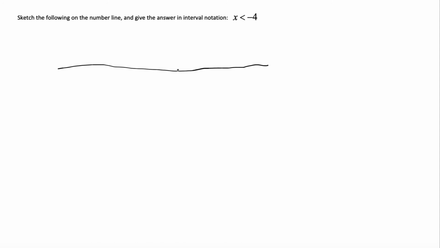and then determine which direction we're going to go. Also, we need to determine if it's going to be an open circle or a closed circle, right? So these are all important when we're doing inequalities.